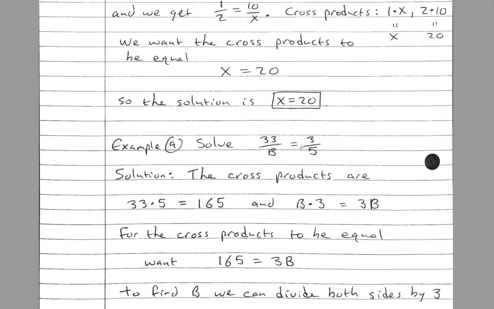So we'll set the cross products equal. So we want 33 times 5 to equal b times 3. 33 times 5, that's 165. B times 3, that's just switch the order. We usually write it like this: 3 times the letter, 3b.